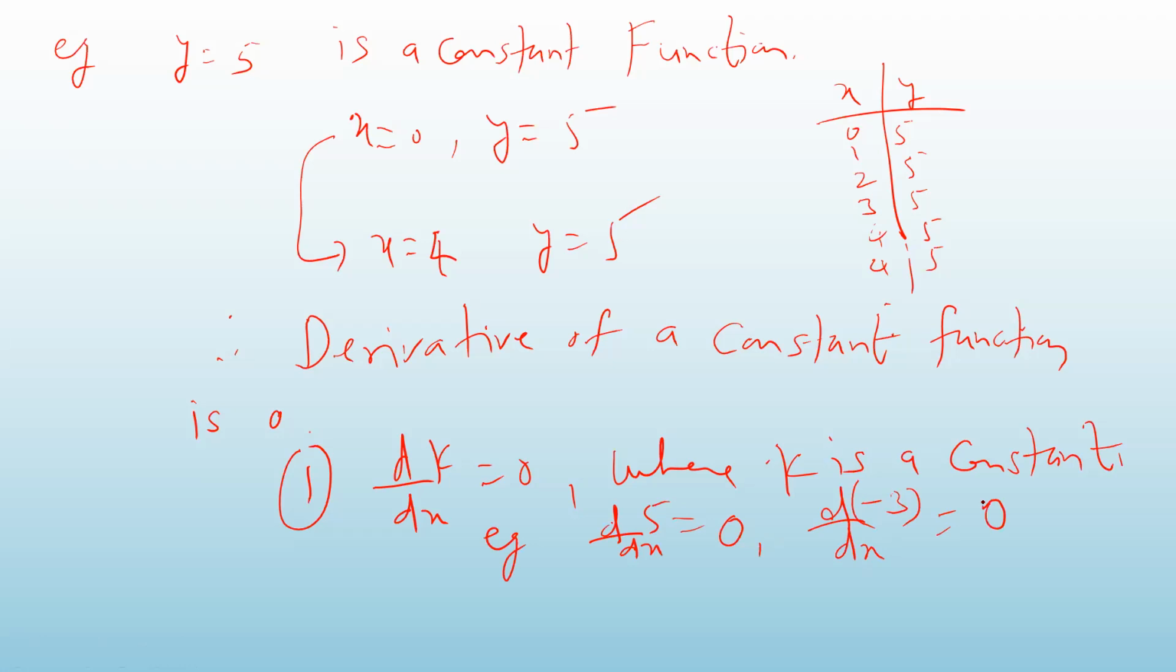So one thing you remember, whenever there is no x involved, k is a constant. Whenever there is a constant function, there will not be any change in the values of y. So the derivative will be 0. Because how do we define the derivative? It is the rate of change in y with respect to change in x. Now we will see some of the formulae of derivatives.